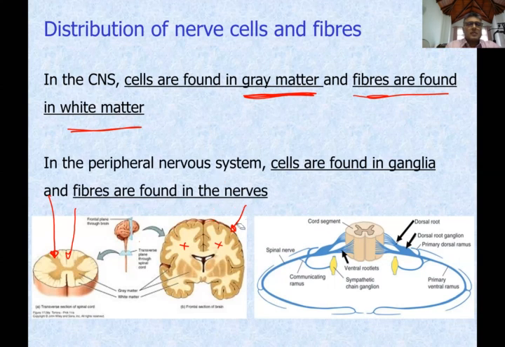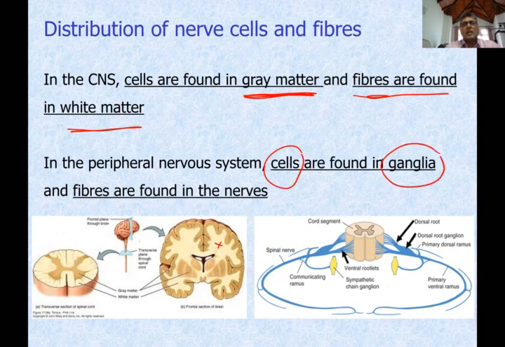Then in the peripheral nervous system, as I said before, cells are found in ganglia, collections of cell bodies outside the central nervous system. And the fibers are found in the nerves, like the median nerve and ulnar nerve.